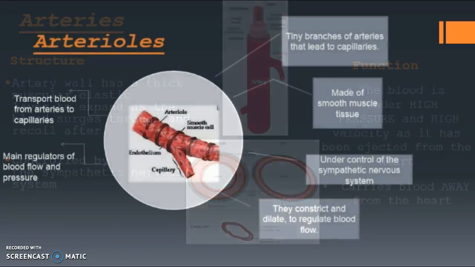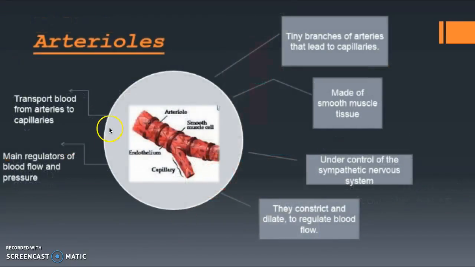Then we talk about the arterioles. So the arterioles transport the blood from the arteries to the capillaries, and they're the main regulators of the blood flow and pressure. And the structure of them is that they have tiny branches of arteries that lead to the capillaries. They're also made up of smooth muscular tissue, and they are under the control of the sympathetic nervous system. They also constrict and dilate to regulate the blood flow.